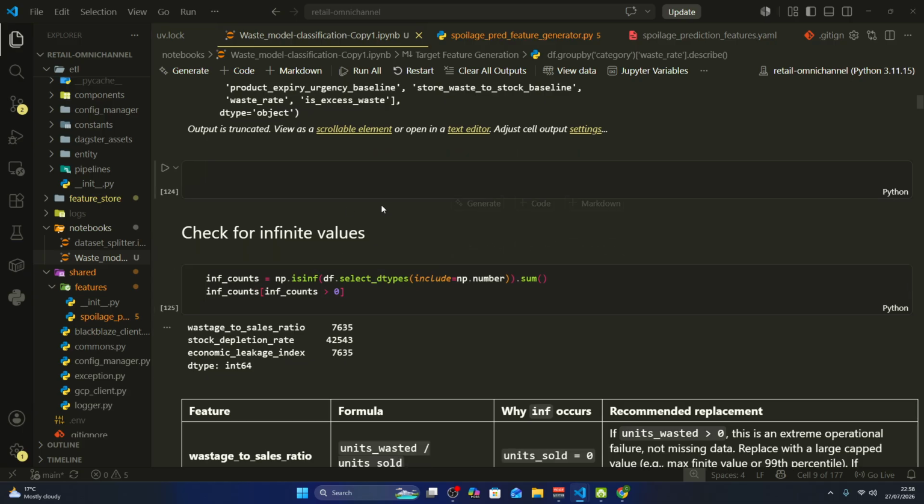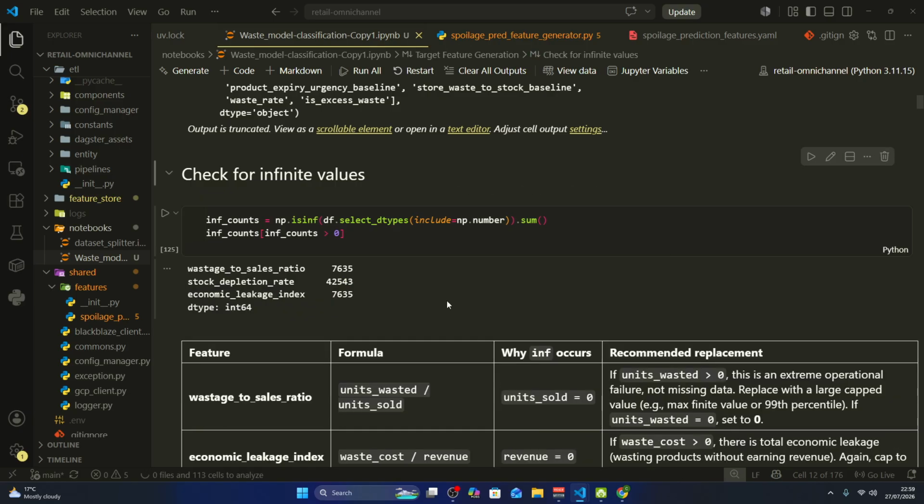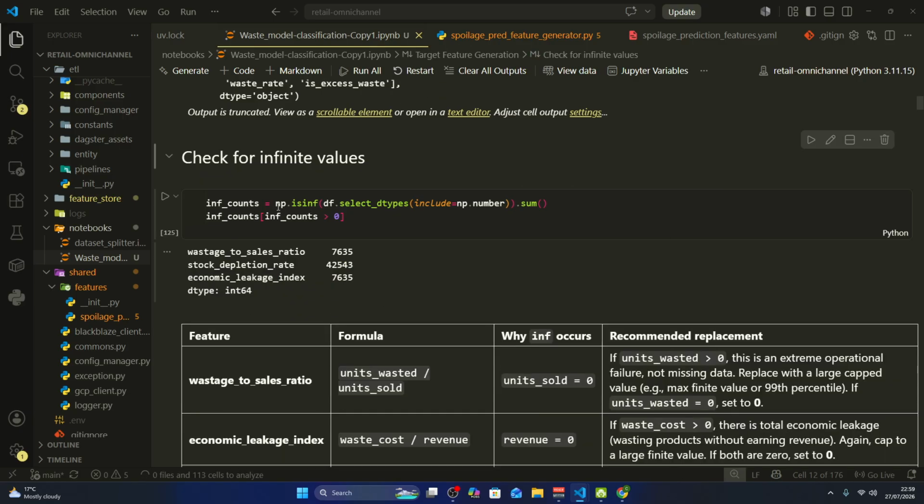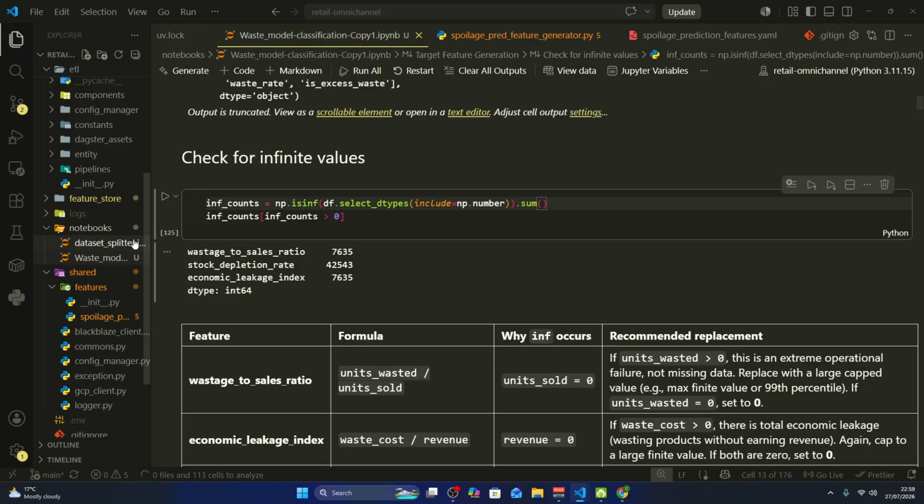Then we can check for the infinite values, based on the data itself. So infinite count: we select, then we sum them. Then the infinite count should be greater than 0. So these are the columns where we are getting the infinite value.